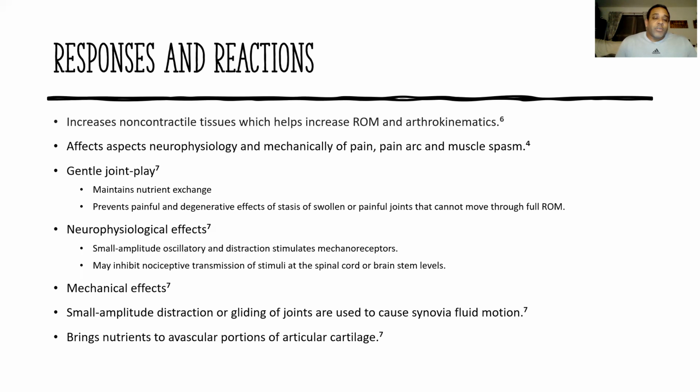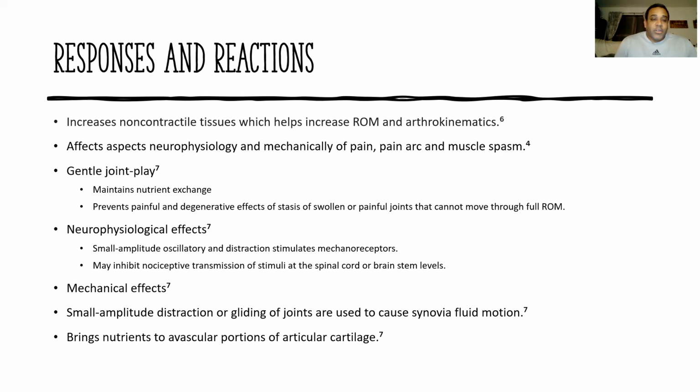So general joint play, those grade 1 joint mobs, maintains nutrient exchange in those synovial joints, and it prevents painful and degenerative effects of stasis of swollen or painful joints that can't move through full range of motion. So it helps the vascular system get those bad nutrients out and put good nutrients back into the tendons, the muscles, and any of those areas that are avascular.